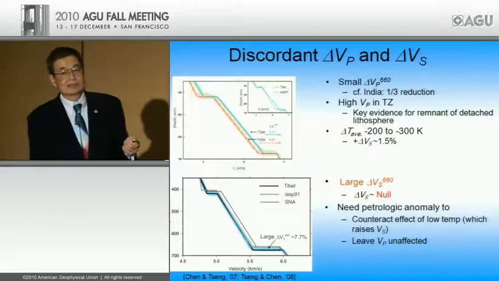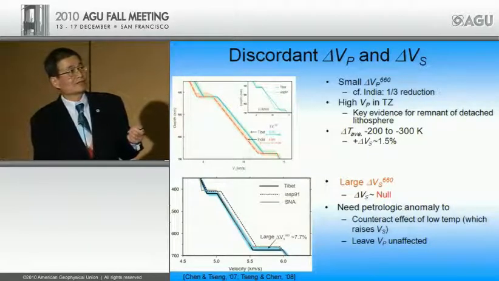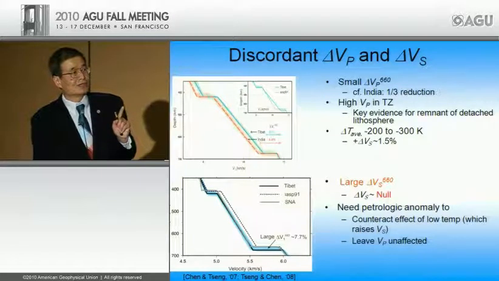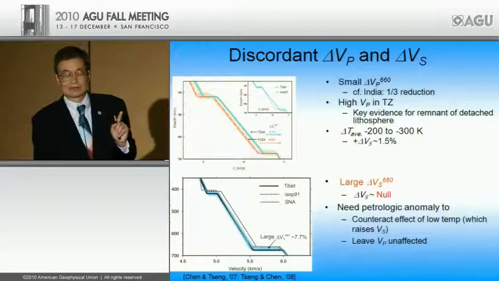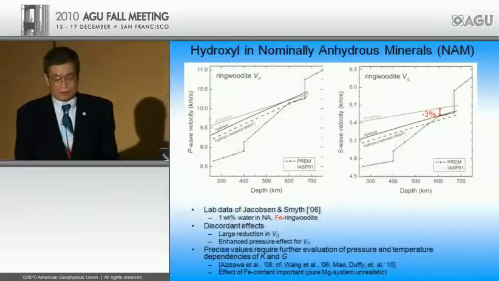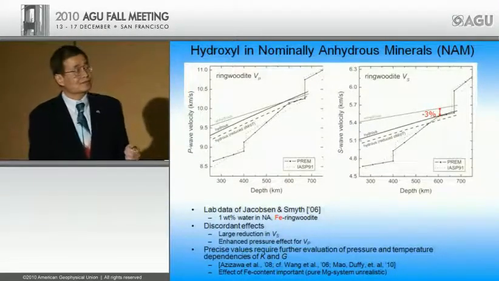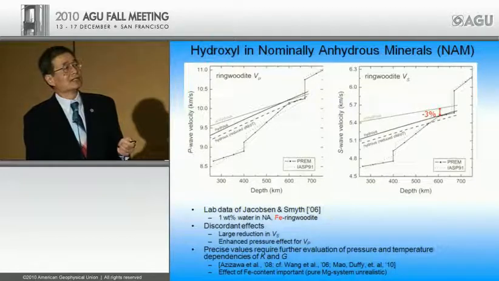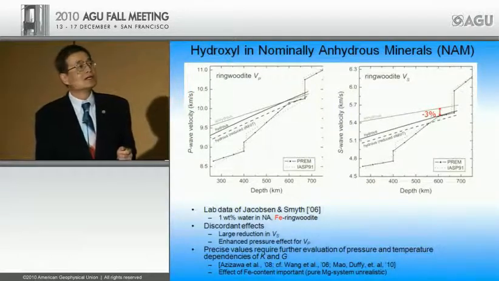Well, once again, in order to reconcile the difference, we need another petrological anomaly, which has to counteract the effect of low temperature for the S-wave. But it couldn't touch the P-wave. So what can this be? Well, here we appeal to hydroxyl in nominally anhydrous minerals.